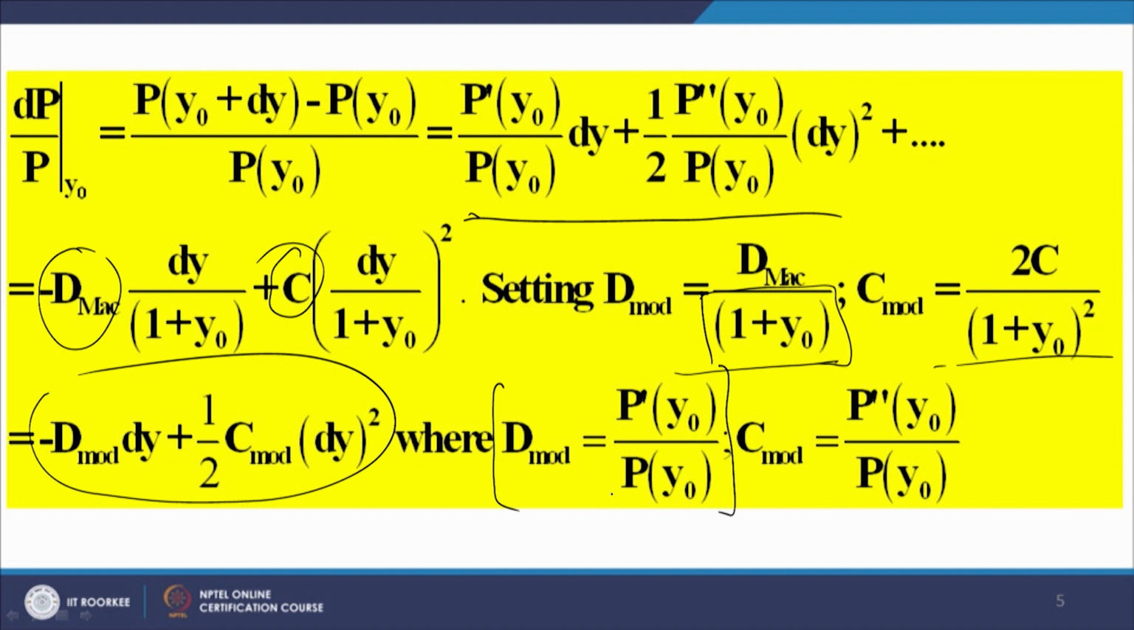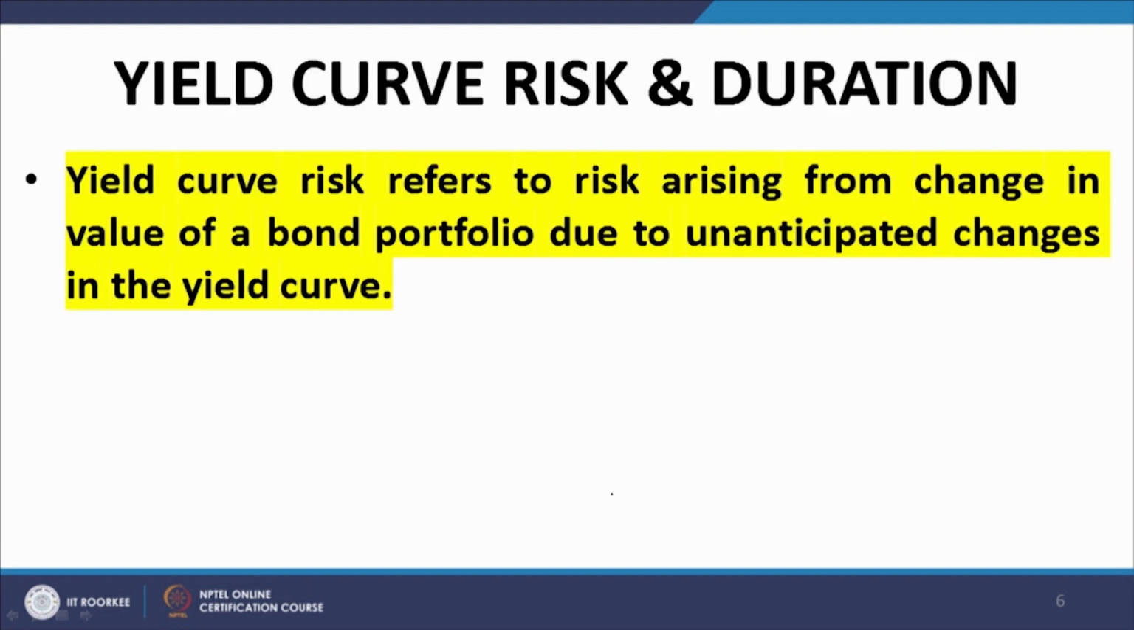Convexity captures the curvature of the yield price curve. Duration assumes that the yield price curve is a straight line in the immediate neighborhood of the point at which the interest rate shift is being considered. Then I moved over to yield curve risk and duration.